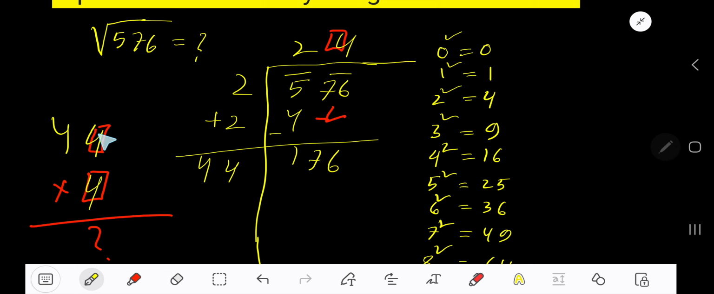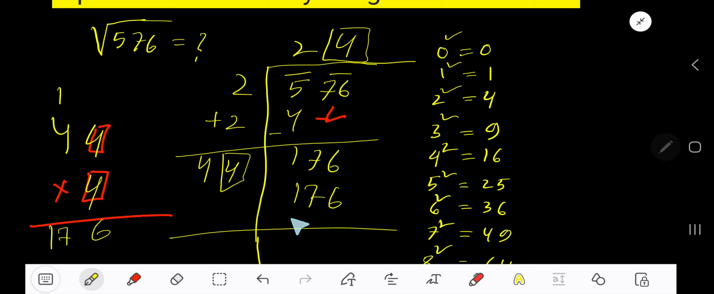Okay, 4 times 4, 16. 6, carry 1 to the next column. 4 times 4, 16 plus 1, 17. 176, which is equal. So if you place 4 here, this 4 must come here. 4 times 44, 176. Subtract, 0. As our remainder is 0, we are done.